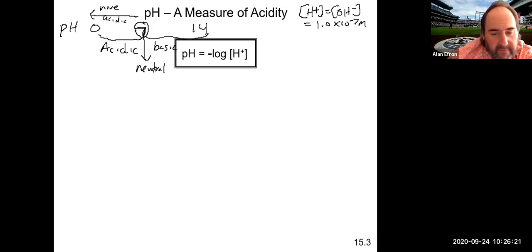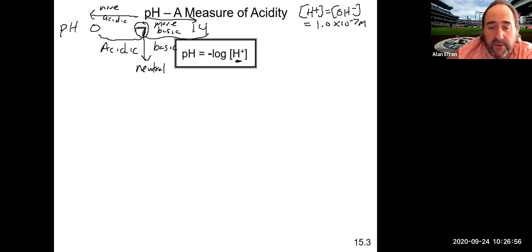When you go from 7 to 14, you're becoming more basic as you head that way. So how do we calculate pH? It is that formula that we see there. The pH is equal to minus the log of the H plus concentration. Again, this is another one where you can substitute H3O plus in there as well. So where it says H plus, you will sometimes see minus the log of the H plus concentration or minus the log of the H3O plus concentration.